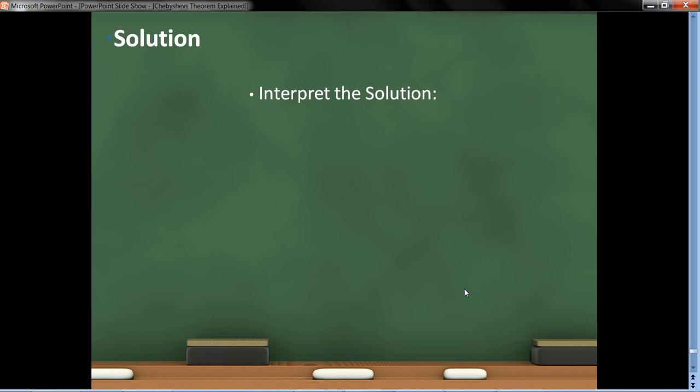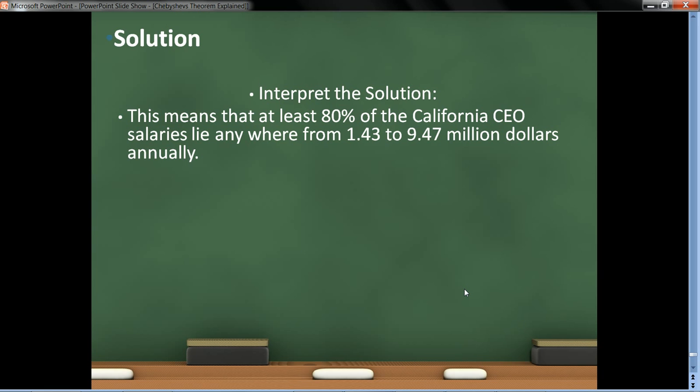So let's interpret the solution. This means that at least 80% of the California CEO salaries lie anywhere from $1.43 to $9.47 million annually. So that's it. There it is. That's Chebyshev's theorem explained.